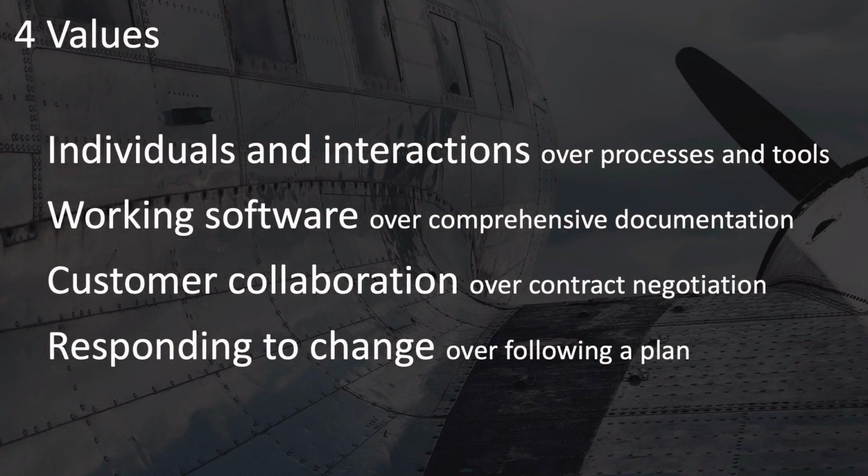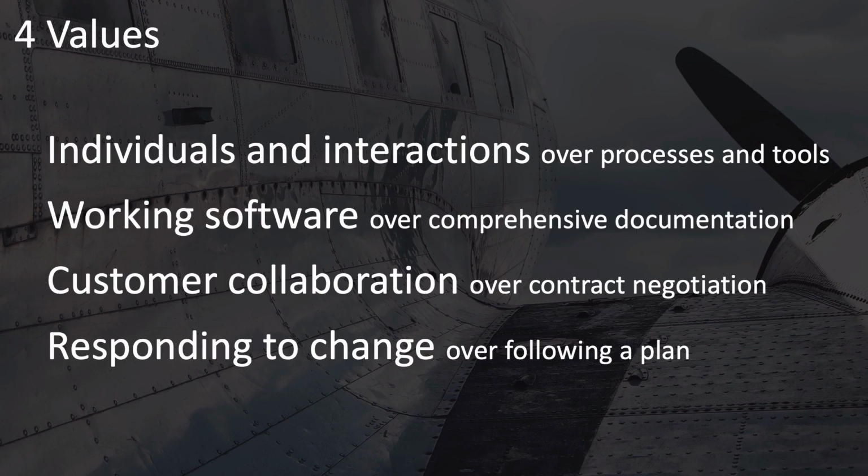The Agile Manifesto is a short document that begins with the identification of 4 key values that everything else is based on. These values are that an Agile approach favors individuals and interactions over processes and tools. It favors working software over comprehensive documentation, customer collaboration over contract negotiation, and responding to change over following a plan.